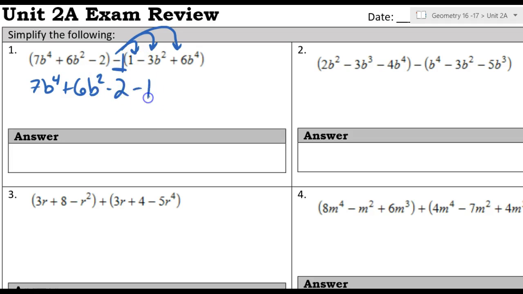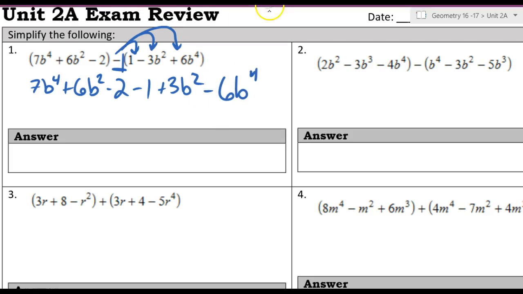-1 times 1 becomes -1. -1 times -3b squared is positive 3b squared. And then -1 times positive 6b to the fourth is -6b to the fourth. So at this point, I've lost all my parentheses. I've distributed the negative. Now I have to look for what like terms I can combine.